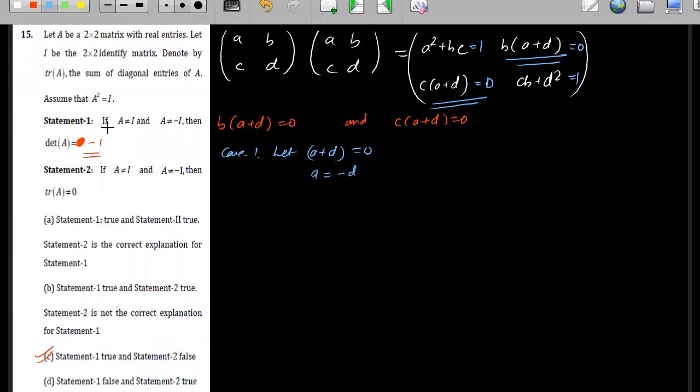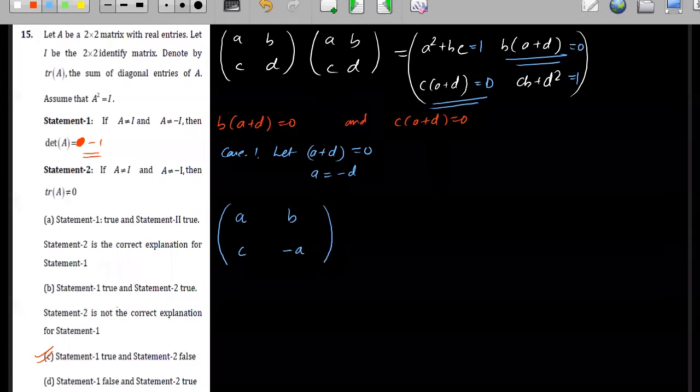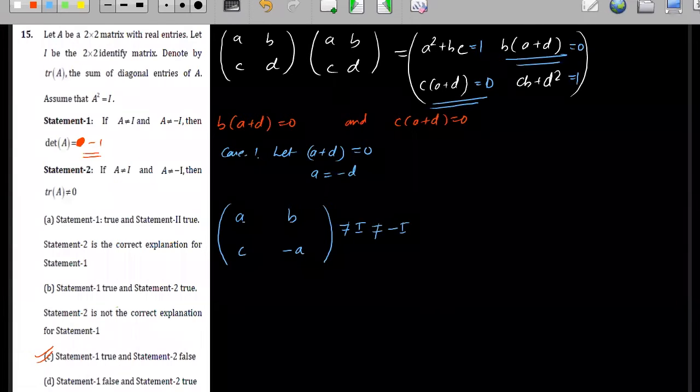And the first thing they have given is that A is not equals to I, and A is not equals to minus I. Now, if a is equals to minus d, this matrix will get transformed into such form: a, b, c, minus a. This matrix can never be equals to the identity matrix and never be equals to minus of the identity matrix, because these two are opposite in sign, right? So they can never be identity. And even if a is equals to 0, we do not have any problem with that also, because then that matrix is also not equals to identity, right?